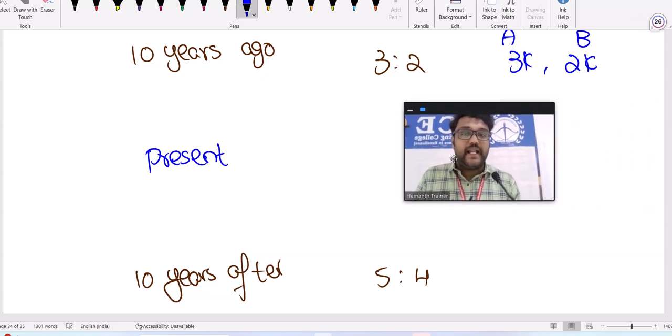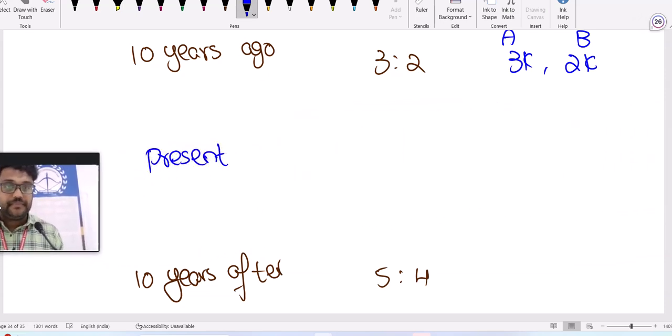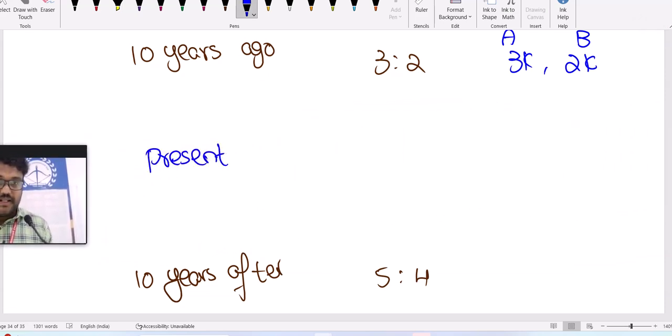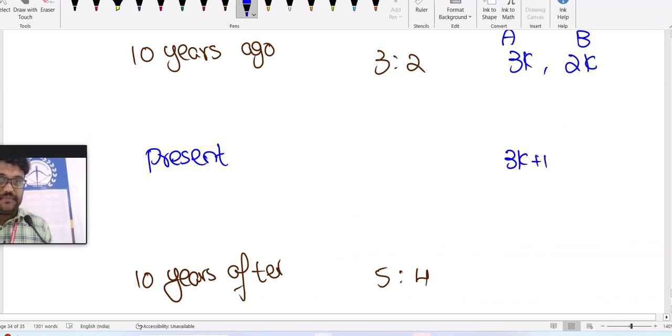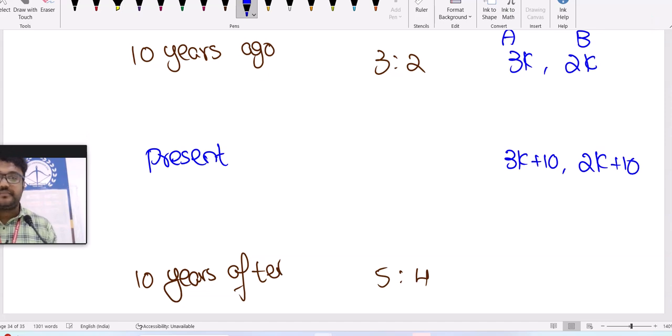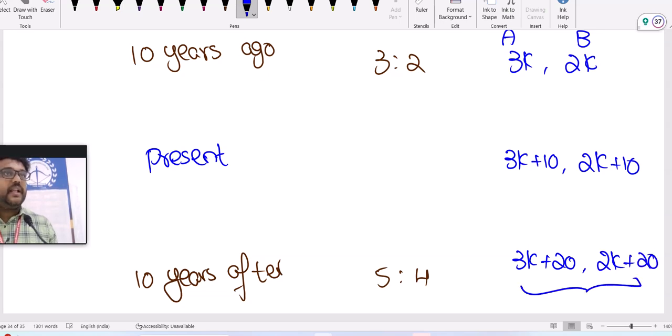10 years ago, 3K, 2K. Present age will be 3K plus 10, 2K plus 10. After 10 years, 3K plus 20, 2K plus 20. Now this is in 5 is to 4 ratio. We can have only one equation, one unknown.